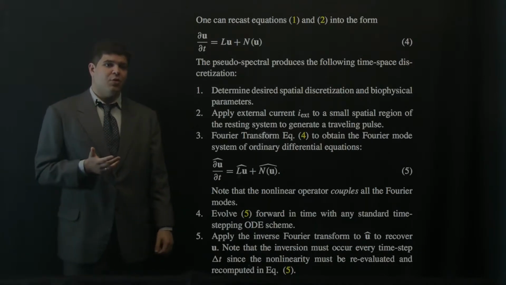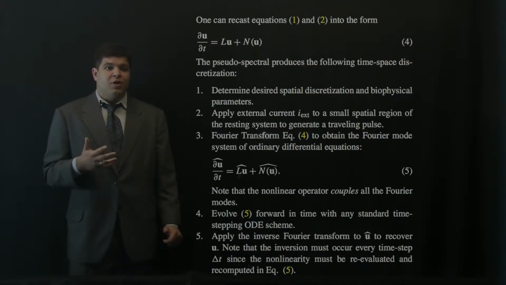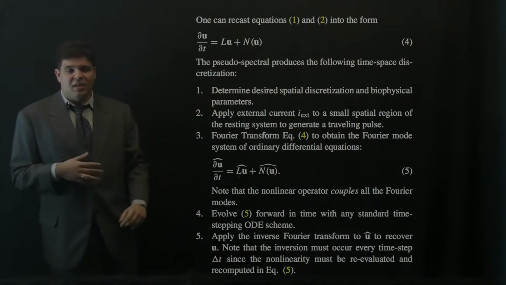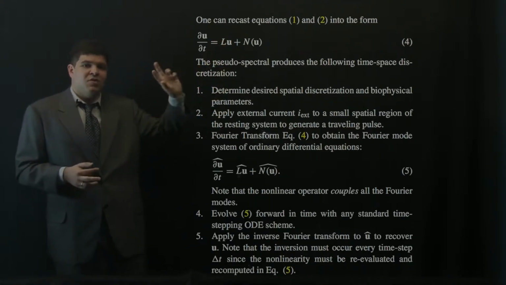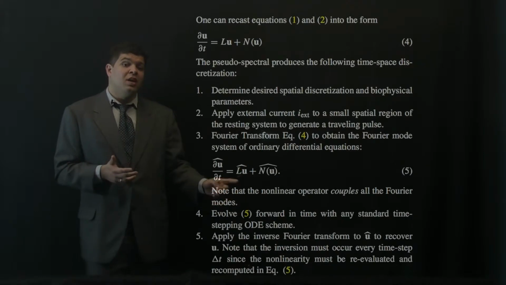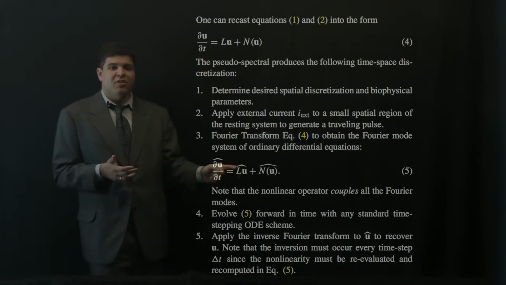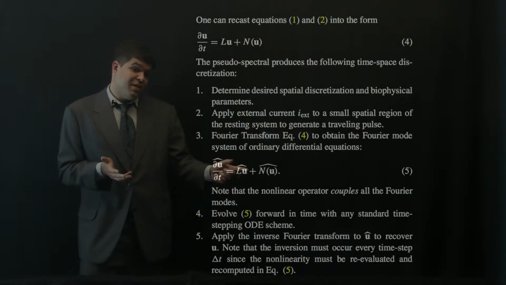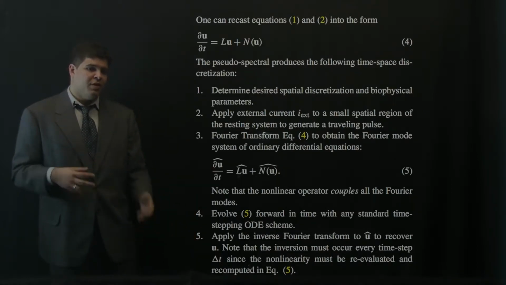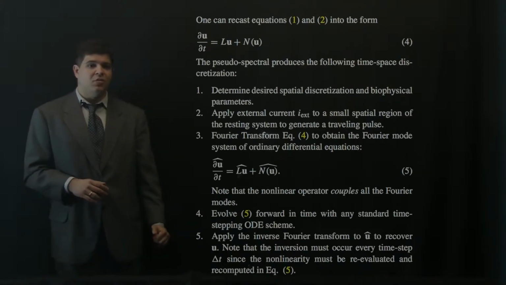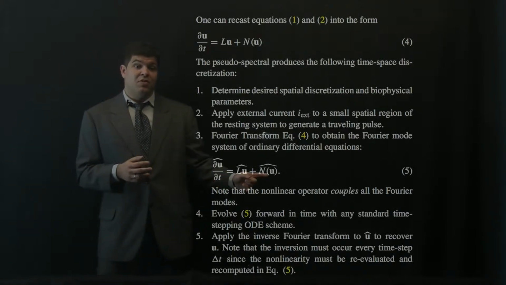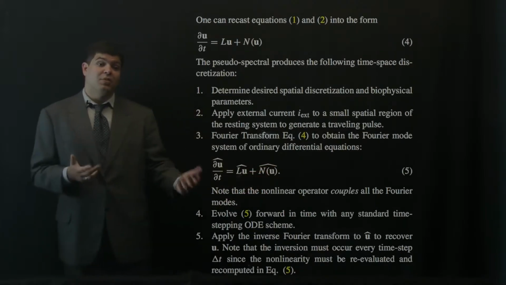Well, you're going to Fourier transform this equation, and you're going to obtain a Fourier mode system of ODEs. The idea here is that when you take the Fourier transform of the spatial derivative, it just multiplies by i, and so the PDE becomes an ODE in the Fourier domain. So the spatial variable becomes just an algebraic expression in the Fourier domain, and then you evolve this with your favorite ODE scheme, and we used MATLAB's ode45. It's important to note that because the system is nonlinear, this nonlinear term is going to couple all the Fourier modes.